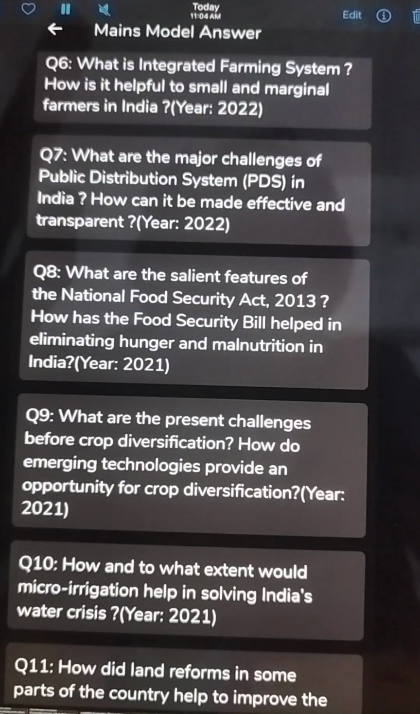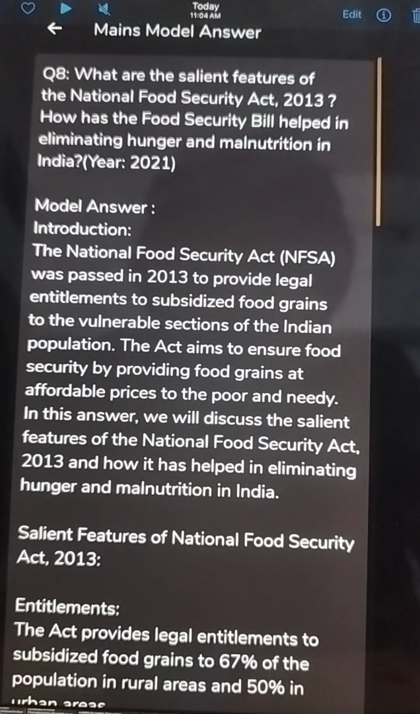What are the salient features of the National Food Security Act 2013? How has the Food Security Bill helped in eliminating hunger and malnutrition in India?